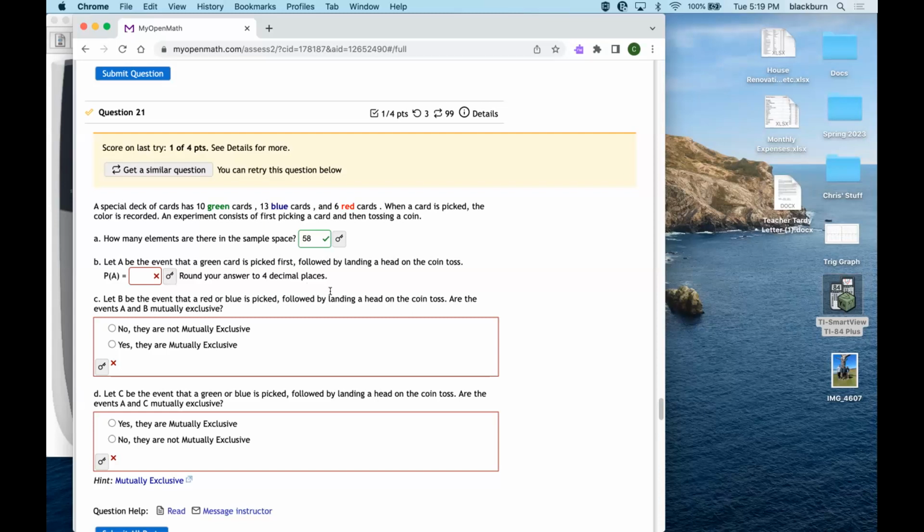Okay, let A be the event that a green card is picked first, followed by landing a head on the coin toss. So find the probability that that happens. So to pick a green card first, you're going to have 10 out of the number of cards. 10 out of what, 23, 29? That should be a 9. Then times 1/2. So I should make that calculation there, and let's hope it works. Let's see, 10 over 29 times 1 over 2, 0.1724.